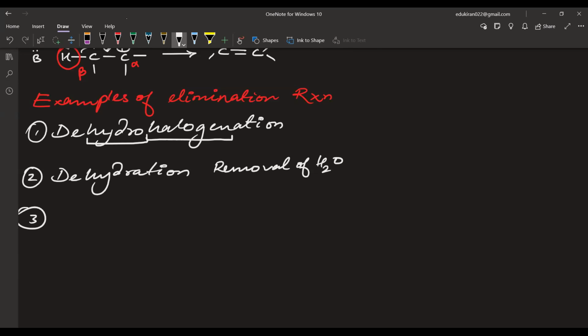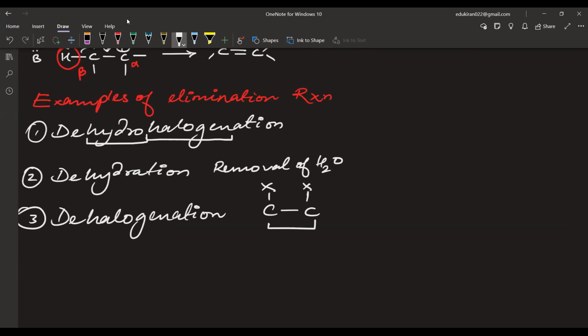Third thing is dehalogenation. You can also remove two halogen atoms from the vicinity. If you have adjacent halogen atoms, then those can also be removed. You will see this reaction in this chapter only. Okay. First of all, you will write the topic.